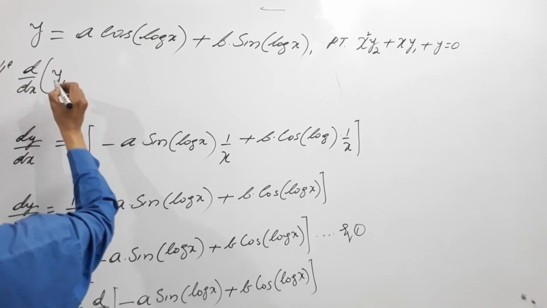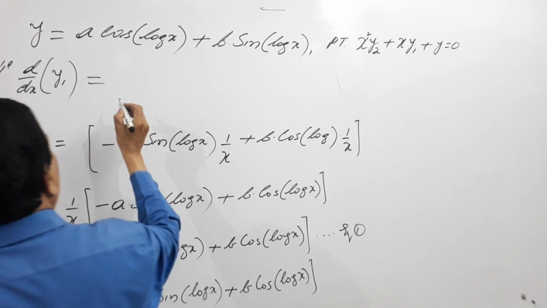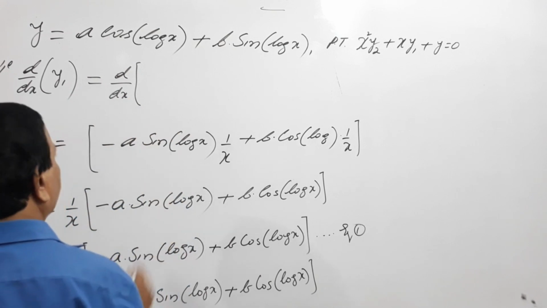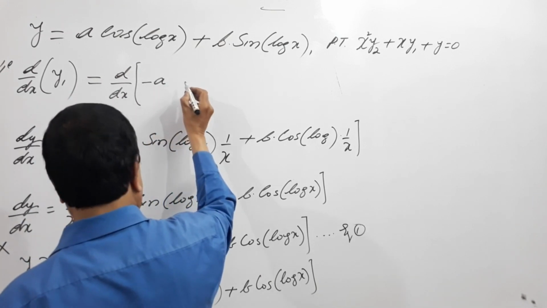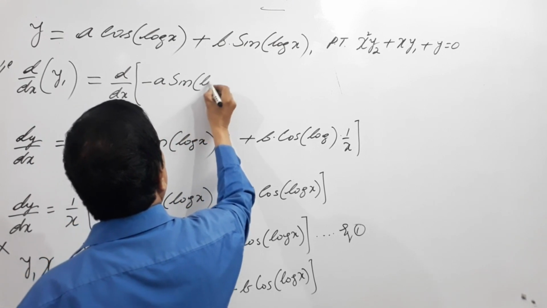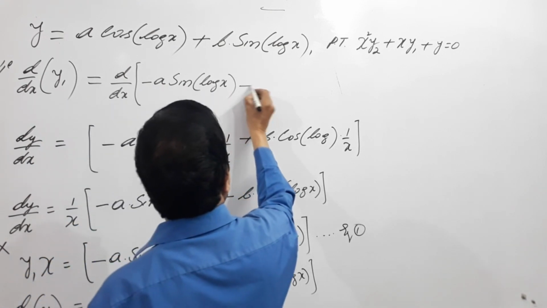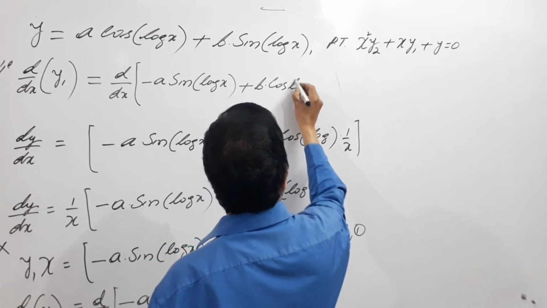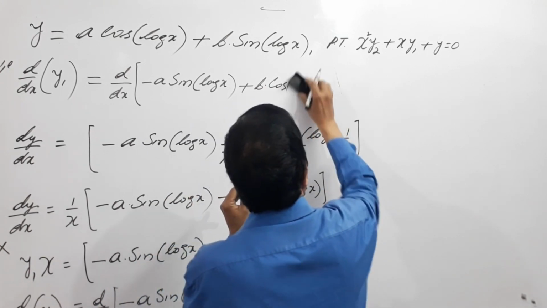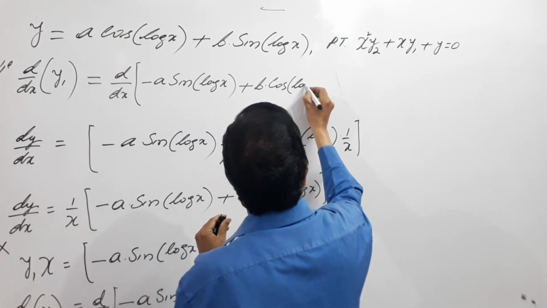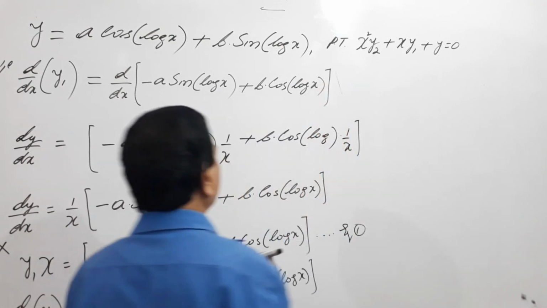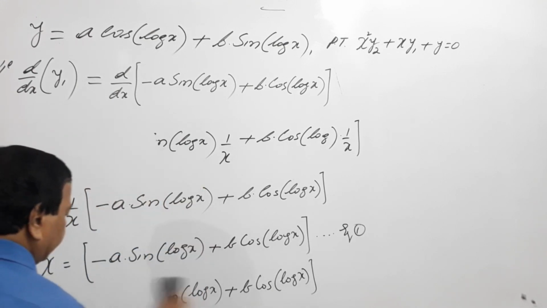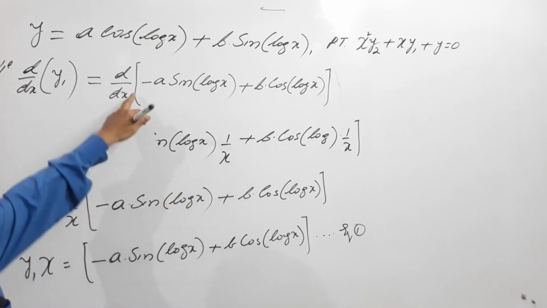So d by dx of y1 equals d by dx of minus a sin of log x plus b of cos log x. I rubbed this, because that line was not visible, so I have rewritten it once again.